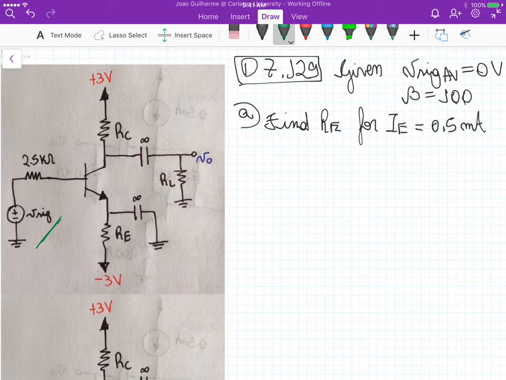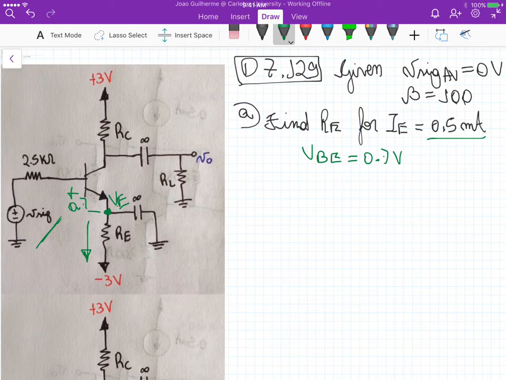Okay, so for part A, we know that we have a current IE here of 0.5 milliamps, and we basically need to define what's the value of RE for that to be true. So we need to determine this VE here first. Our first assumption is that the transistor is operating in the active mode region, so we know that VBE is equal to 0.7 volts. So this one here is 0.7.